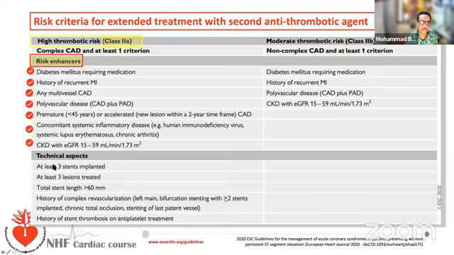Technical aspect: patient receiving at least 3 stents, at least 3 lesions treated, total stent length more than 60 millimeter, complex revascularization like left main bifurcation stenting with 2 or more stents, CTOs, and especially stenting of the last patent vessel, and history of stent thrombosis despite having antiplatelet. So any patient with complex coronary artery disease with any one of these features should be continued on DAPT beyond 12 months, even beyond 24, even up to 36 months.